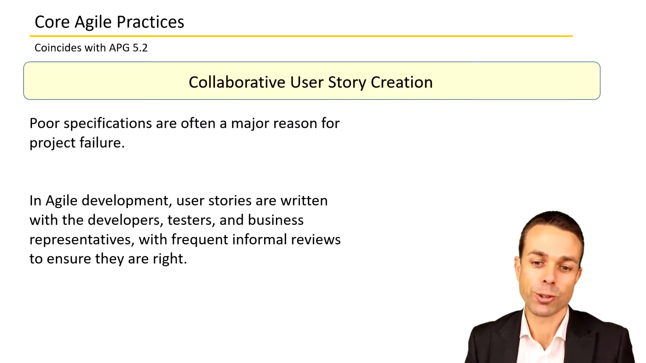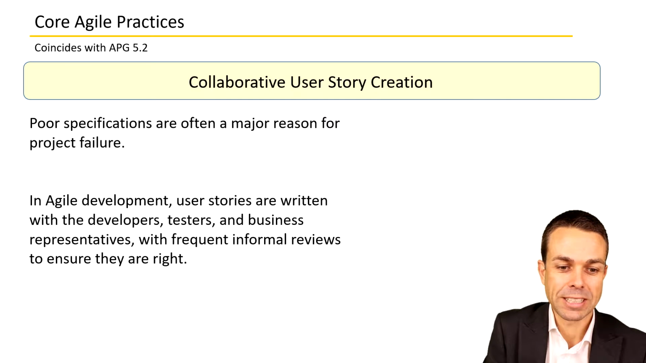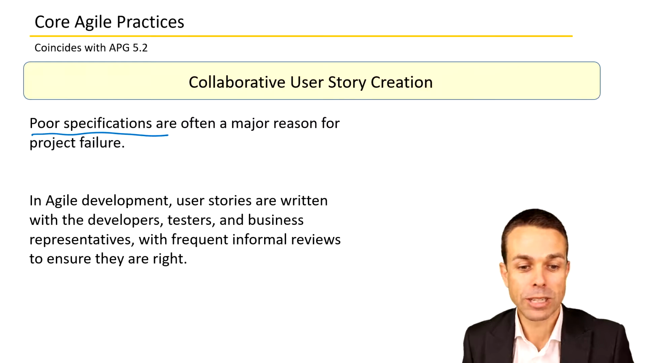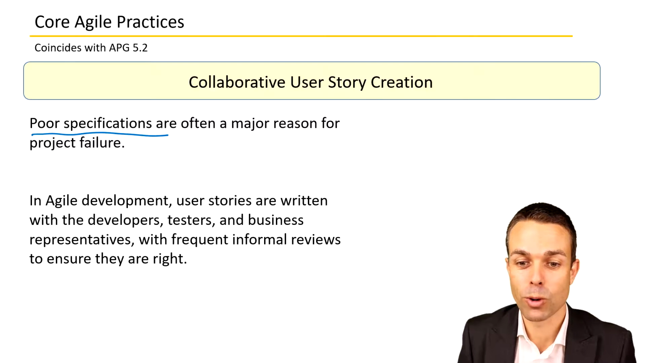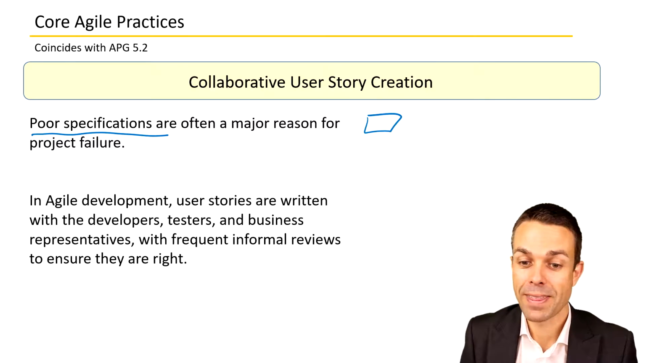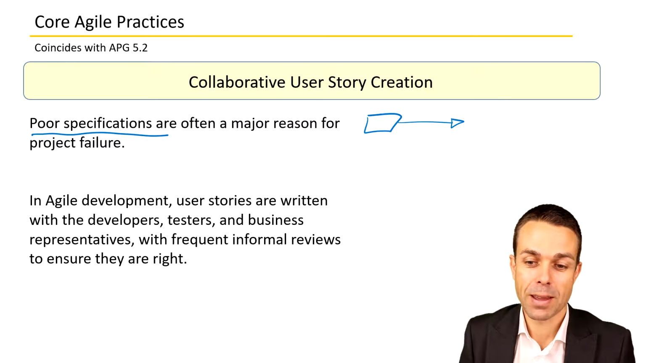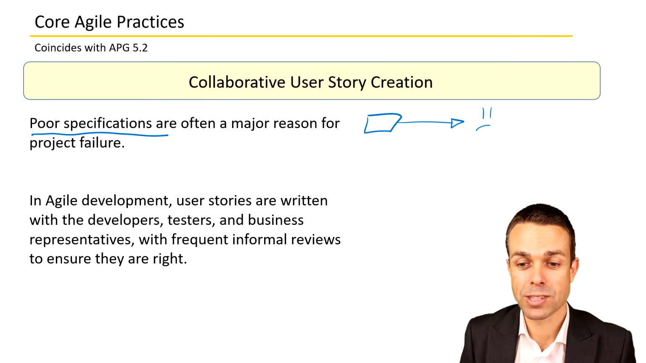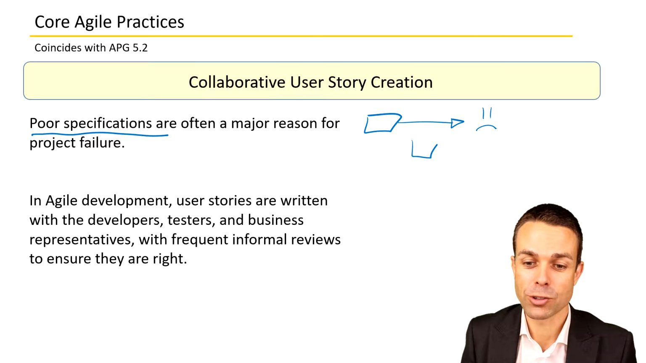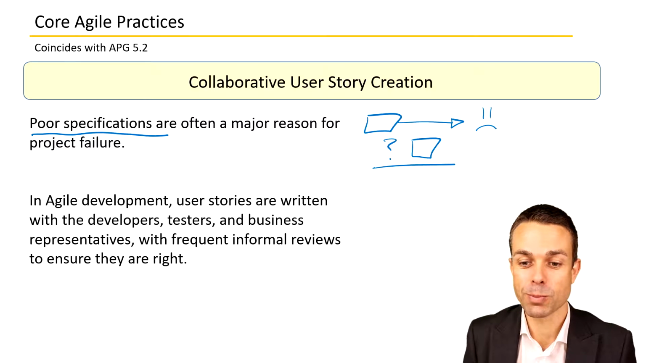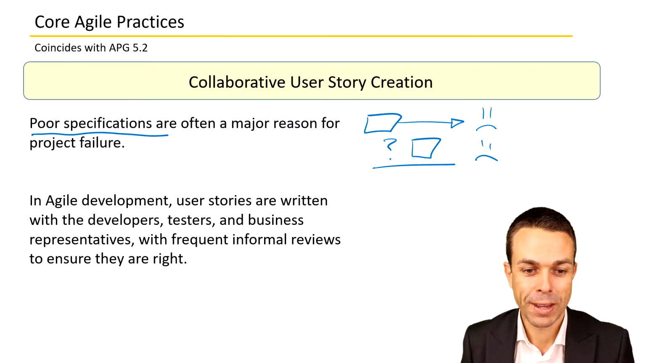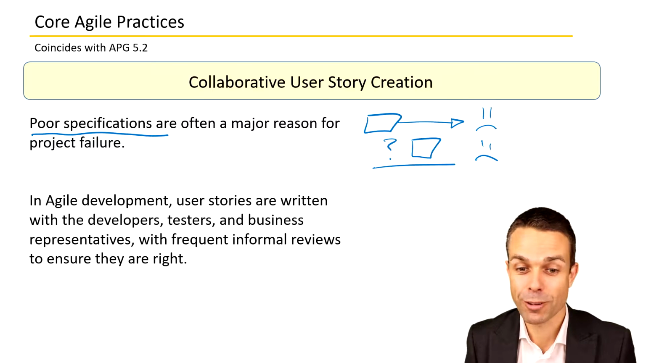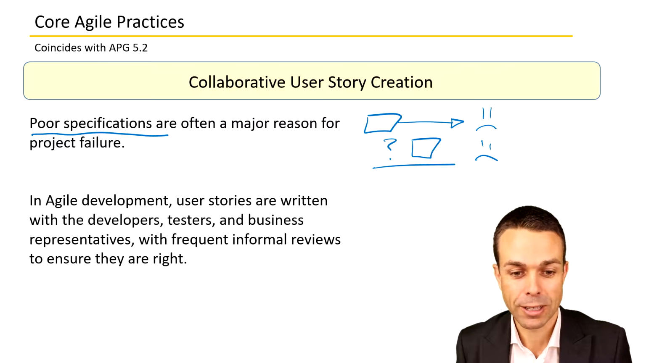With collaborative user story creation, poor specifications are usually a major reason for project failure. In other words, we may have specified what the customer wants, and then when they actually get their hands on it, they may think they actually wanted something different, or we may have misinterpreted what they wanted in the first place, and still results in them not really being happy with the end result. So poor specifications are often that major reason for project failure.